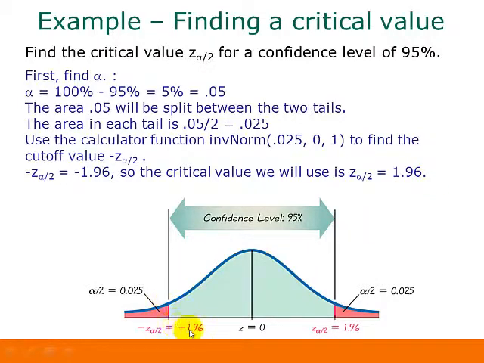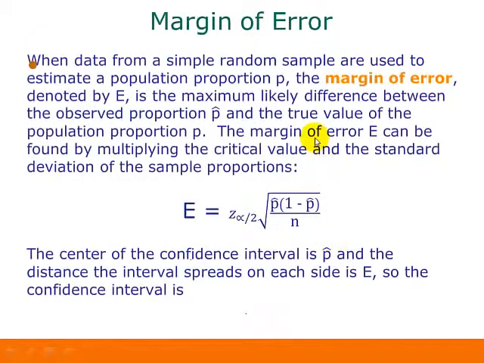Alright, so here's our picture with our two cutoff values. We have negative 1.96 on this side, positive 1.96 on this side. Now we're going to use all these things to find our margin of error for the confidence interval.